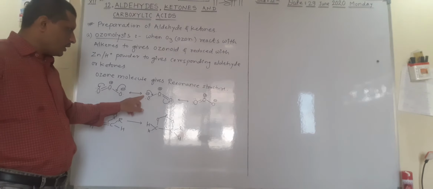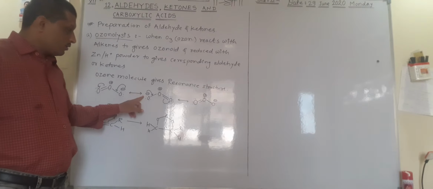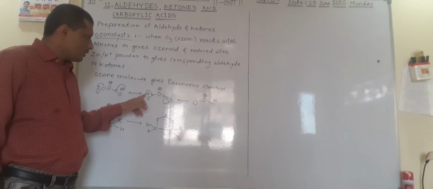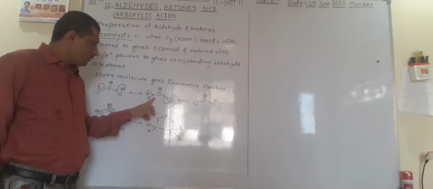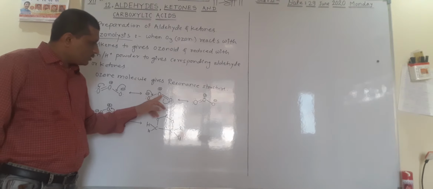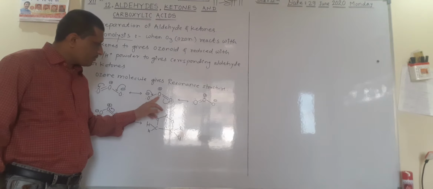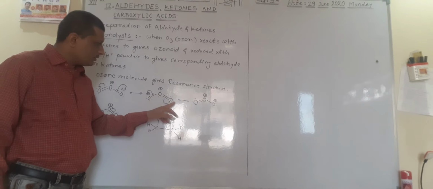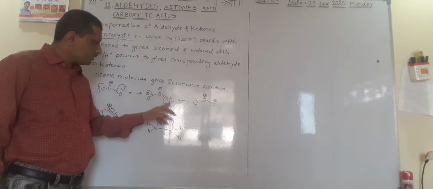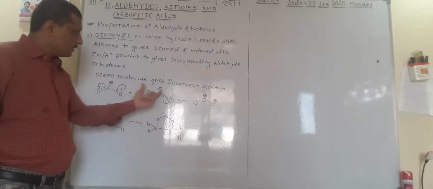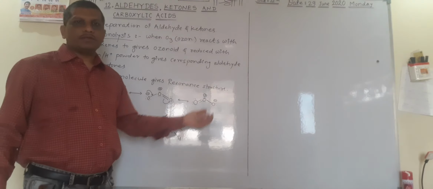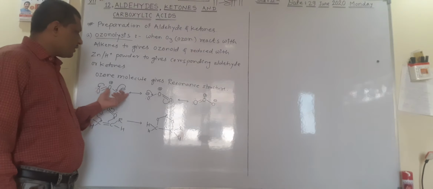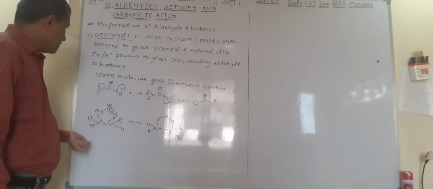Now here again a lone pair creates the negative charge. Again this negative charge can be shifted to this single O-O bond. Again this double bond between this positive oxygen and the oxygen shifts to give a negative charge. This is the resonance structure. Continuous delocalization takes place between the oxygens, giving the resonance structures of ozone.